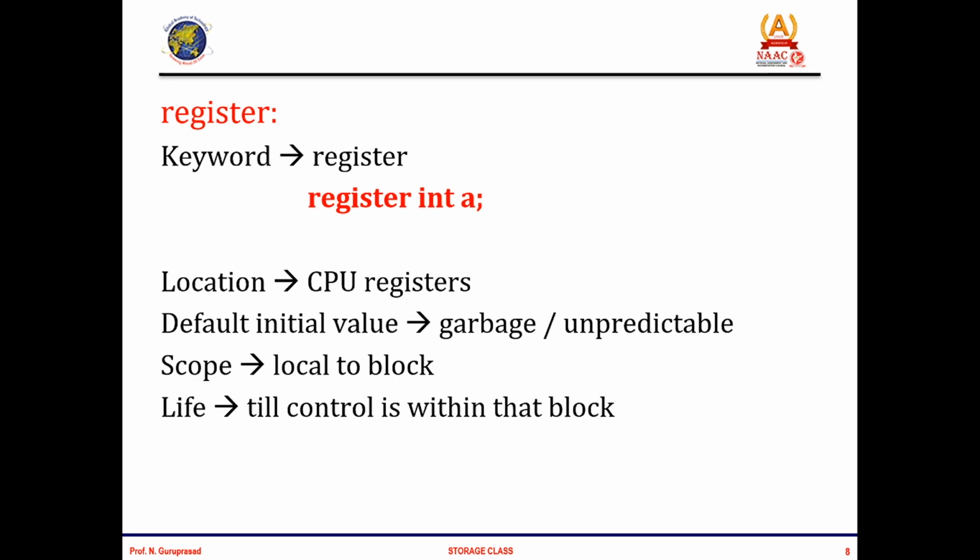The location is CPU registers. The default initial value is garbage or unpredictable. The scope is local to the block, and the life is till control is within that particular block. Now, if you closely observe the answers to the four questions, the location is CPU registers. That means, apart from the location, which is CPU register, the default initial value, scope, and life are exactly the same as automatic. Understand? Except the location, the other three are exactly the same as automatic.